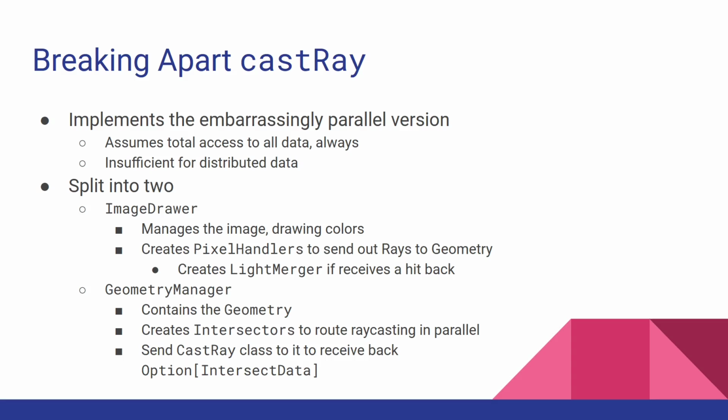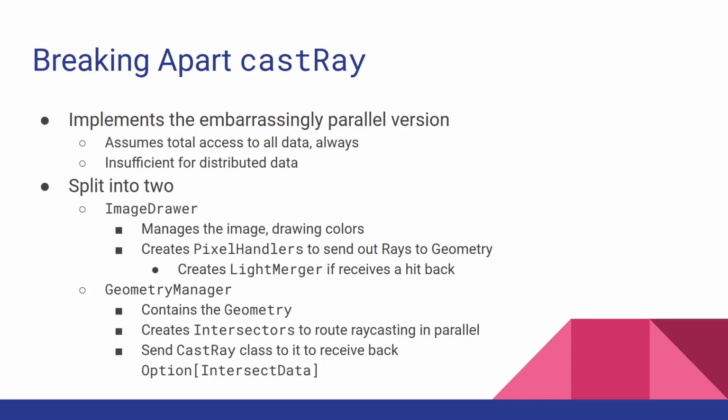These intersectors are incredibly simple. All they do is receive a ray in the form of a cast ray class, see if it intersects the geometry and determine where, and send back to whoever sent it to them this option of intersect data. That option of intersect data is either a none or a some, and the none is no hit at all. A some contains the information for whatever hit actually occurred.